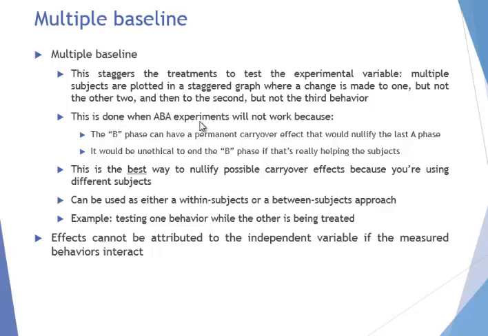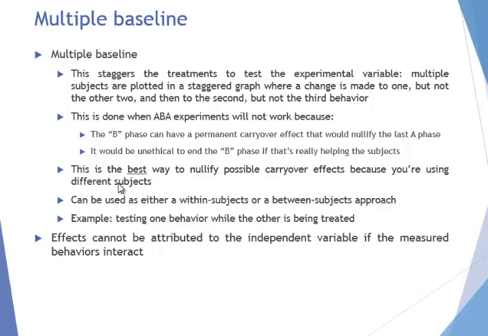So this is done when ABA experiments will not work, either because the B phase can have a carryover. I discussed before that it would be unethical to end the B phase if it's really helping the subject, but the other possibility is that the B phase can have a carryover. Maybe, for example, the child on Ritalin, when behaving well in the B phase, realizes that it's worth it to make an extra effort, and so going back to the A phase later on might not work because there might be a carryover effect that has nothing to do with the Ritalin itself.